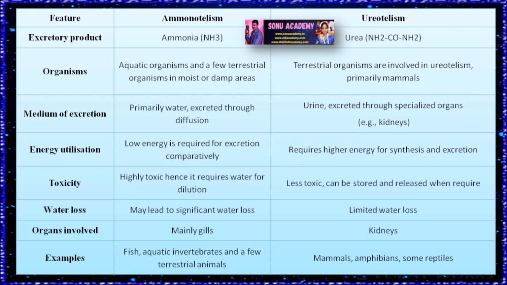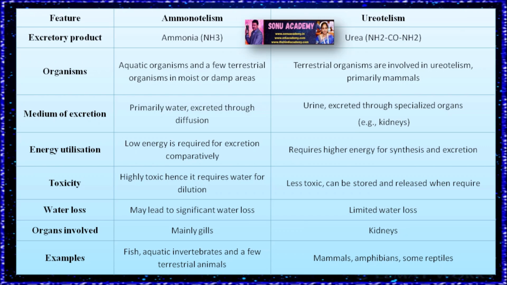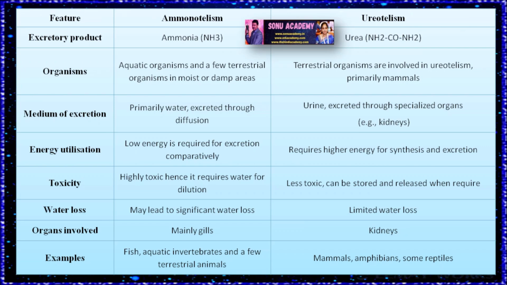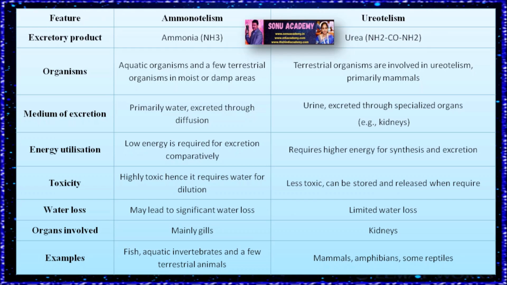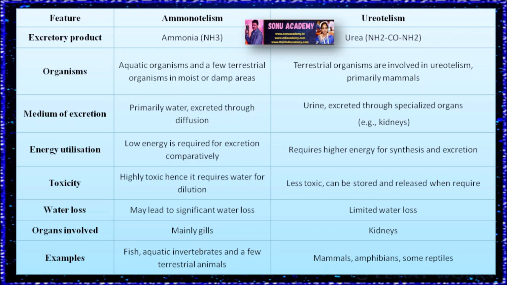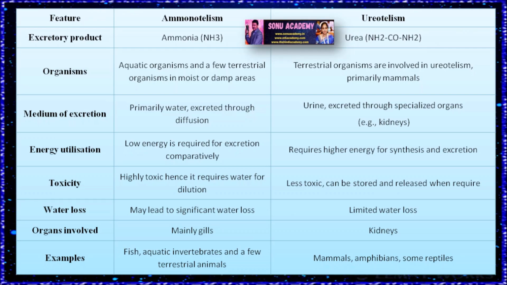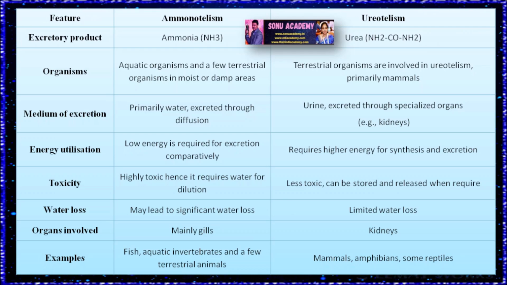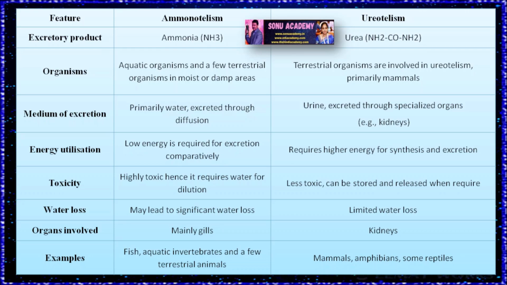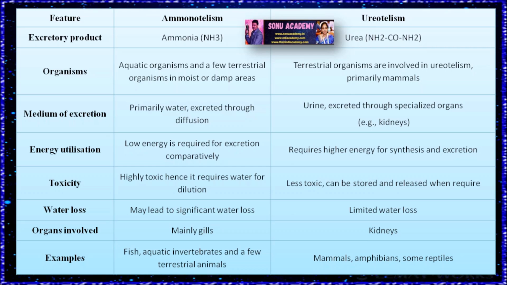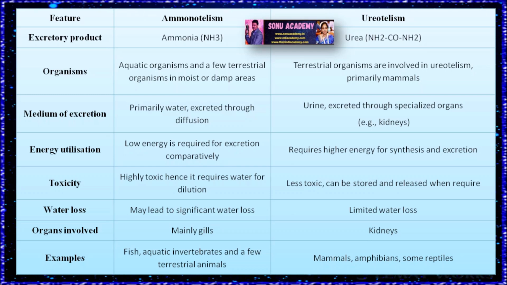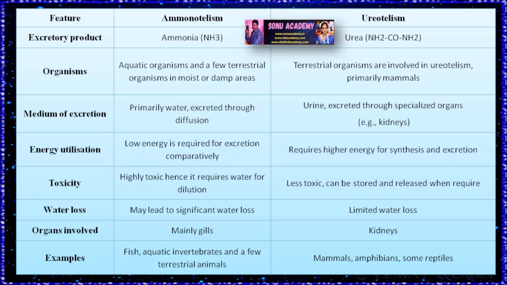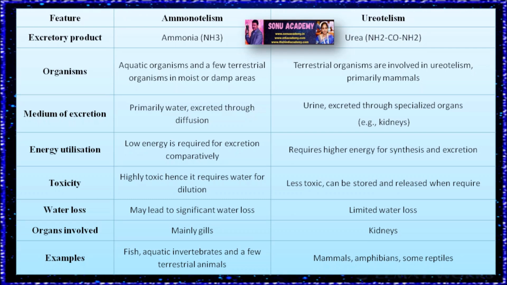Children, let us discuss the difference between ammonotelism and urotelism. The key differences between ammonotelism and urotelism are given in the table below. The excretory product of ammonotelism is ammonia, and of urotelism is urea. Ammonotelism occurs in aquatic organisms and a few terrestrial organisms in moist or damp areas. Urotelism occurs in terrestrial organisms, primarily mammals. The medium of excretion in ammonotelism is primarily water, excreted through diffusion, and in urotelism it is urine excreted through specialized organs, for example kidneys.